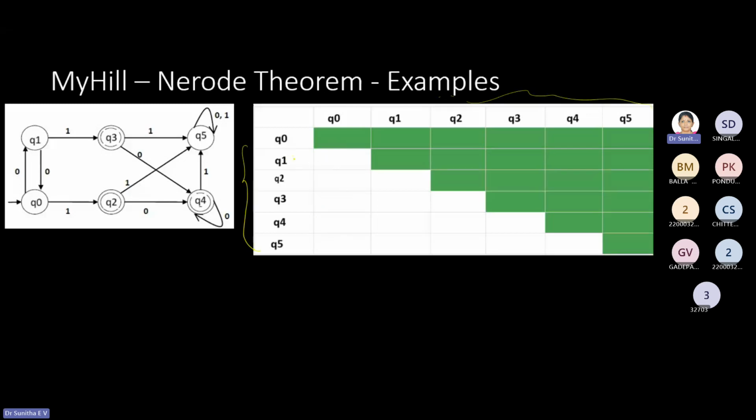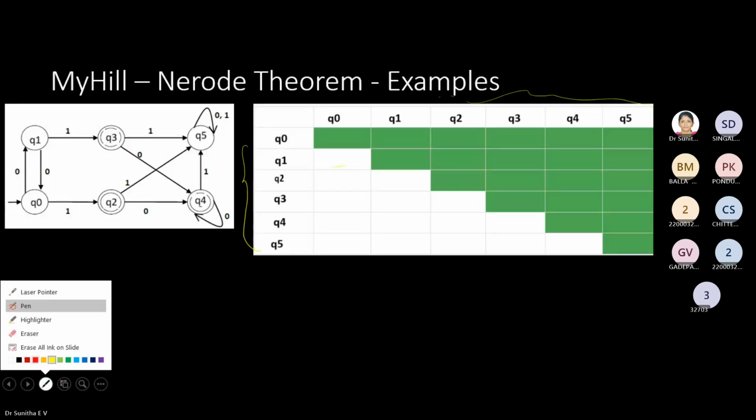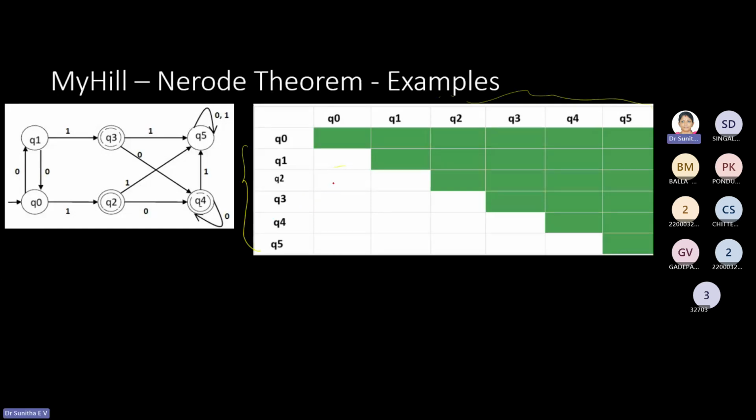This is Q0, Q1. And this is Q0, Q2, this is Q0, Q3, Q0, Q4, Q0, Q5. Then Q1, Q2, Q1, Q3, Q1, Q4, Q1, Q5, Q2, Q3, Q2, Q4, Q2, Q5, Q3, Q4, Q3, Q5, Q4, Q5. These are the combinations. Okay, all the combinations have been represented in this white part.